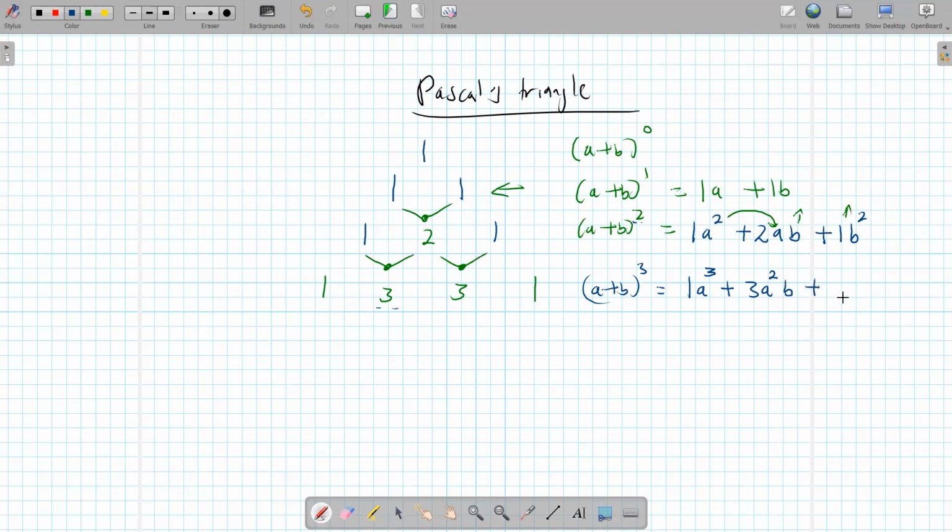Can you tell me what the third term will be here? 3a what to the power of what? 1, right? What about b? What's the power of b? So a goes down, b goes up, right? So a squared became a to the 1 here, b to the 1 becomes b squared here, like that. Yeah? What's the last term? It's going to have a coefficient of 1, right? And then b cubed. Yeah, there we go.